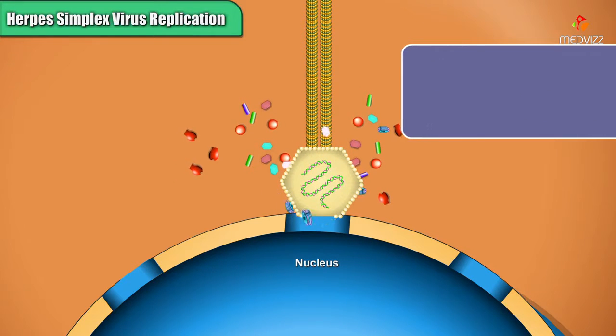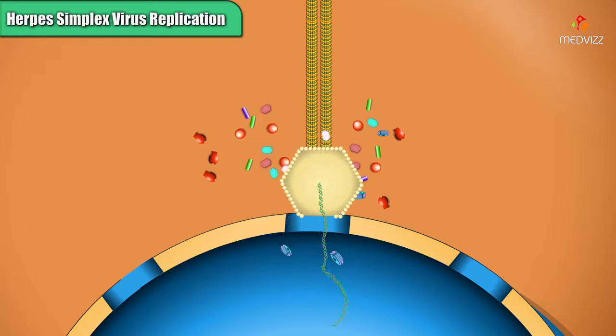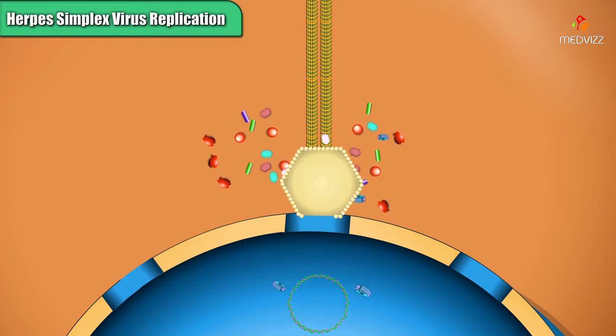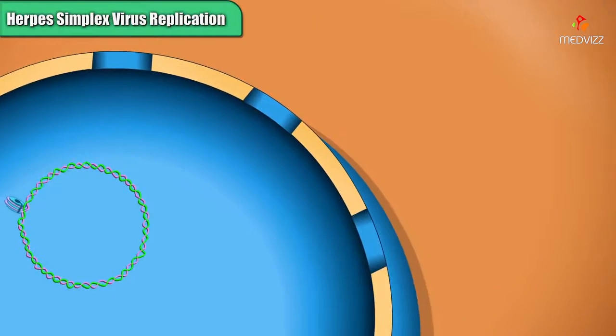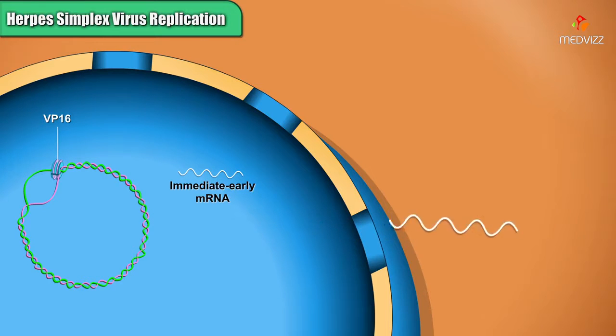At a nuclear pore, the herpes chromosome enters the nucleus. The DNA then circularizes to form a plasmid-like intermediate. VP16 works in concert with host factors to activate a set of viral genes called immediate early genes. These immediate early mRNAs leave the nucleus for the cytoplasm, where ribosomes translate them into proteins.